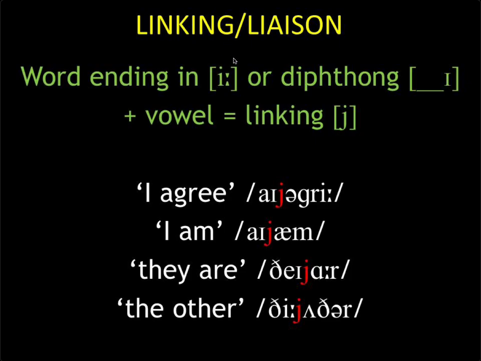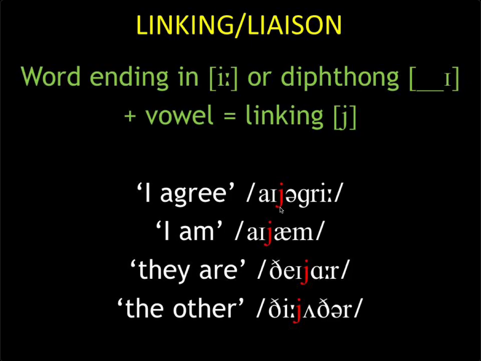So the first case is when you have a word ending in any type of high front vowel. So tense E, or lax E, or even a diphthong ending in E, plus a vowel, you add a linking Y. So here you're adding a sound. Let's look at examples. I ends in E. It's the diphthong. Then the next word begins with a vowel, agree. So instead of I agree, if you want to connect this, you inevitably add this Y to say "I-y-agree."